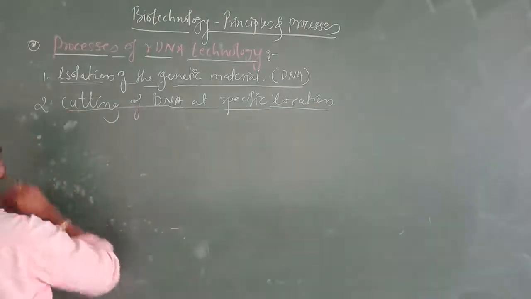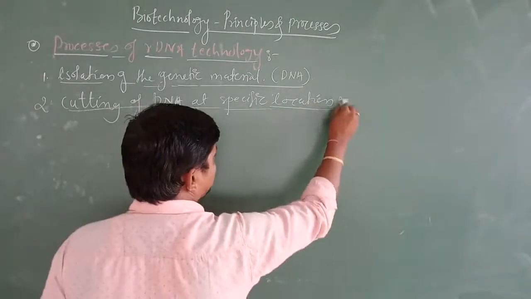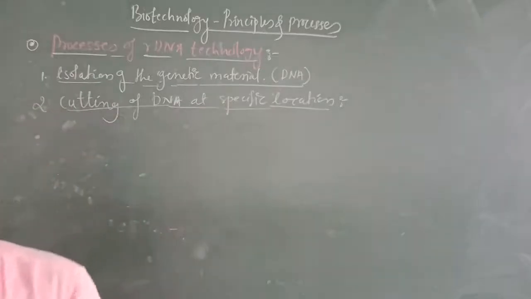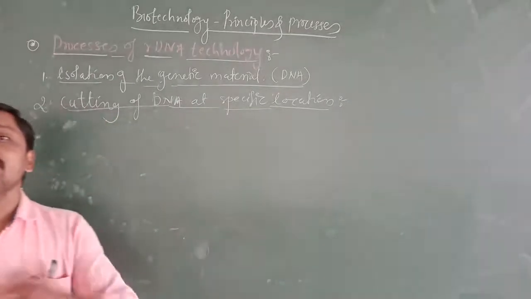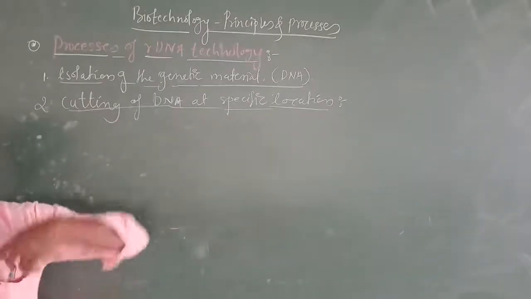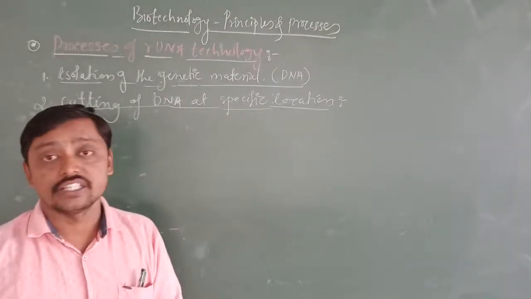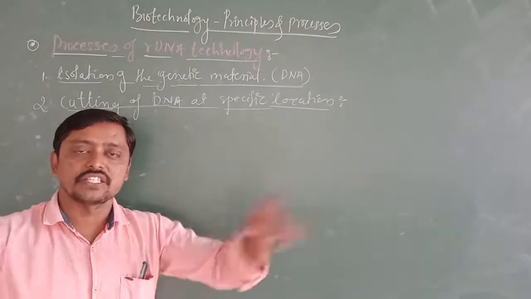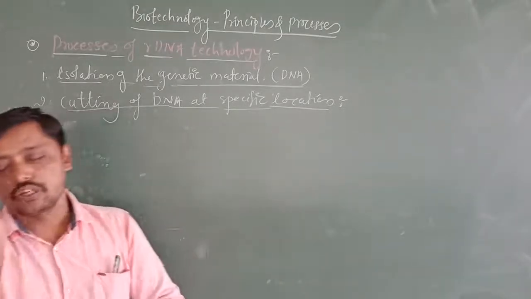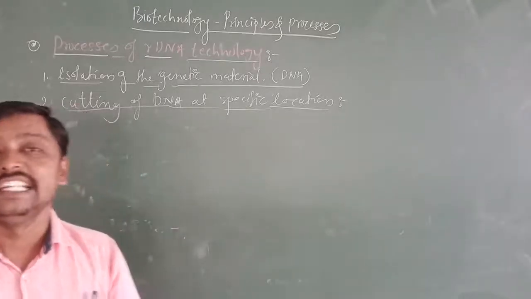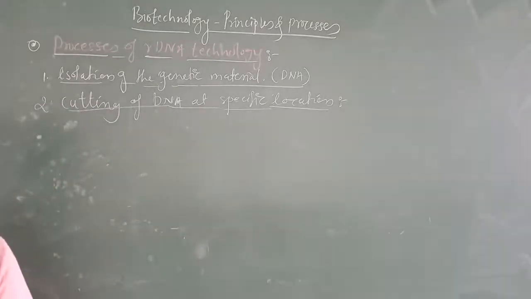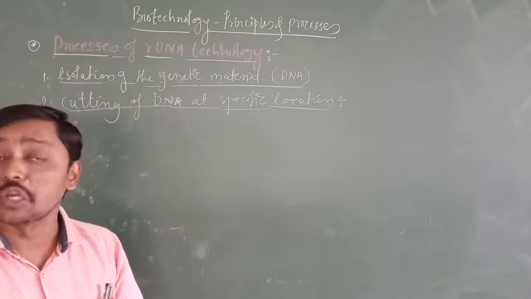Cutting of DNA at a specific location. Okay, so now it is a job to cut the DNA at a specific location, in the sense at an interested gene. There are several genes present on a length of the DNA. You used to cut that DNA at a specific position. How are you going to cut the DNA at a specific position? You all know that restriction enzymes are used as molecular scissors.